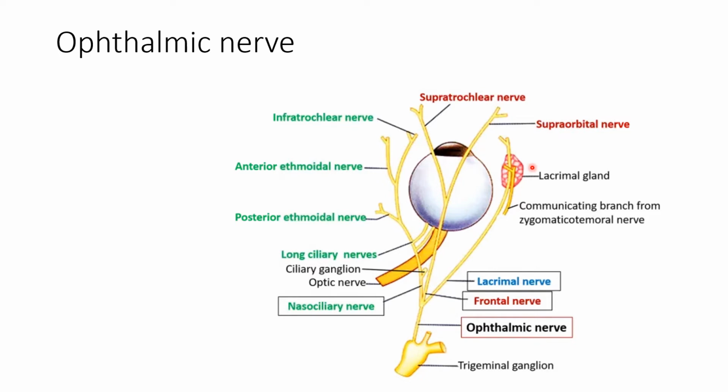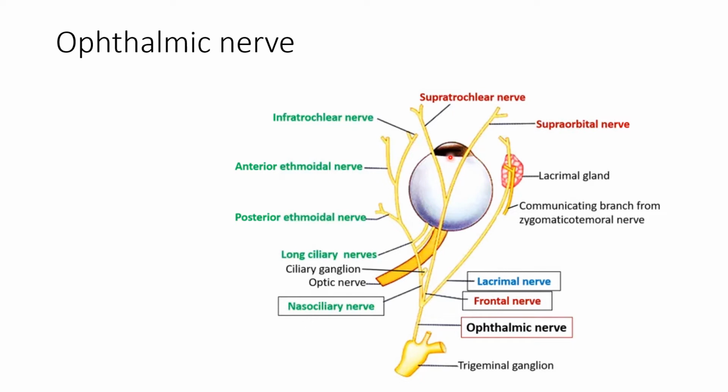So you can see very well the lacrimal is the smallest branch, and the lacrimal branch only carries the secretomotor pathway for the lacrimal gland along with the zygomaticotemporal. It carries a secretomotor pathway. So the lacrimal nerve is here, and the frontal nerve is the largest branch.